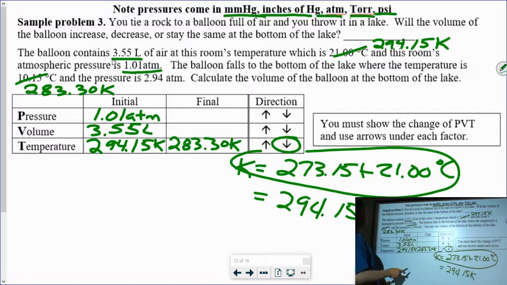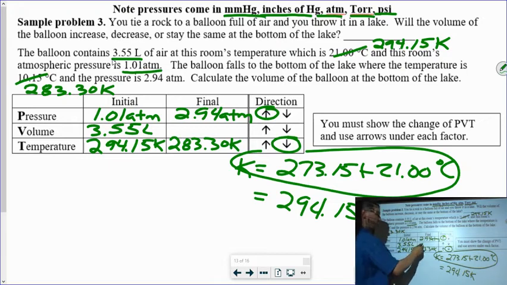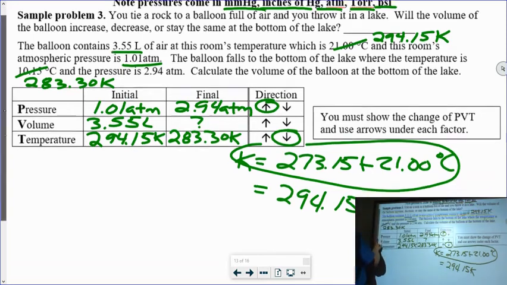Keep on reading, and the pressure at the bottom of the lake is 2.94. Makes sense that the pressure at the bottom of the lake would be greater than above the lake, so you got all that water pressing down on you as well. So 2.94 atmospheres. So my pressure is going from 1 atmosphere to 2.94, so my pressure is going up. And what is all that going to do to my volume? I don't know yet, so we're going to solve for this problem.